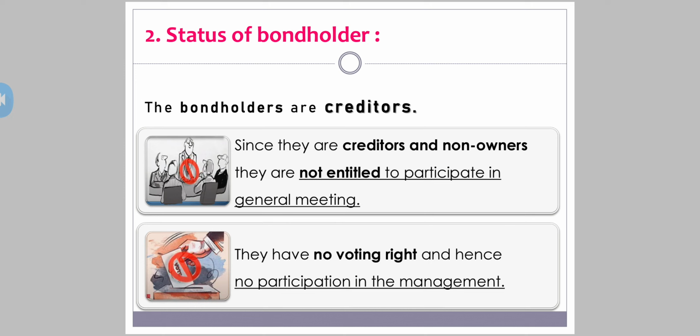See, we have seen the equity shareholders. Equity shareholders are the owners of the company. So yes, they have got all the rights to participate in the management of the company. But the bondholders, they have got no right to participate in the general meeting as well as in the management of the company. So yes, status of bondholder, simply you can say that bondholders are the creditors of the company, and then these 2 points.